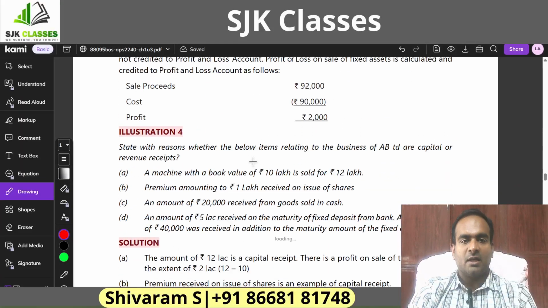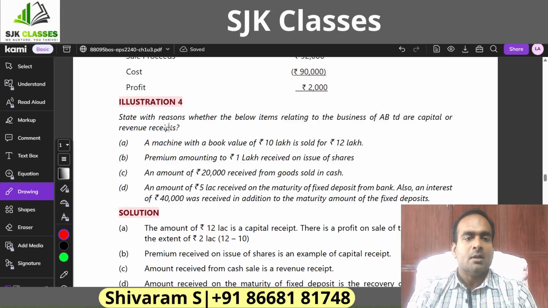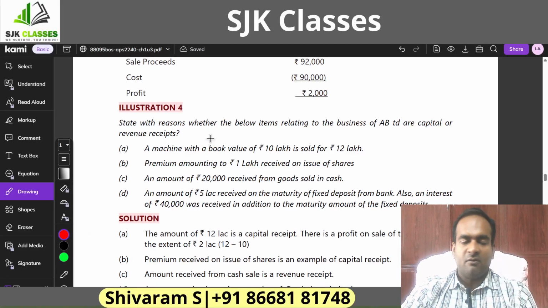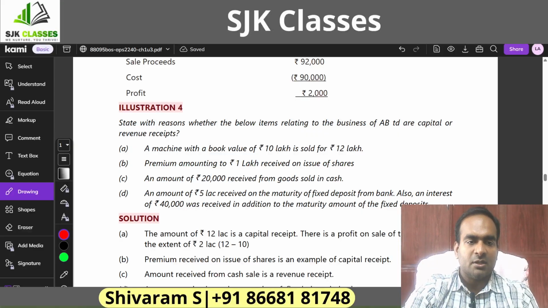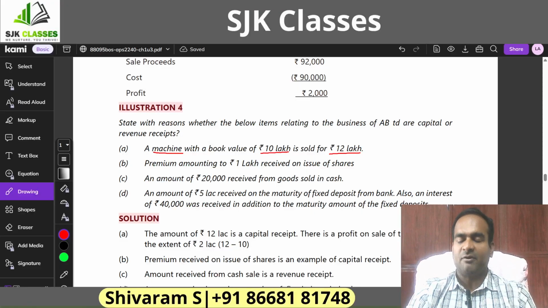Let's take up this question. Illustration number 4. State with reasons whether the below items relating to the business of AB Limited are capital or revenue receipts. So we have to classify between capital or revenue for these following points. What is the first question here? A machine with a book value of 10 lakh is sold for 12 lakh. So I'm having a machinery with a value of 10 lakh. I'm selling it for 12 lakhs. Now is it capital or revenue?